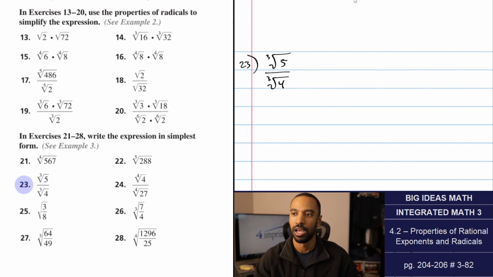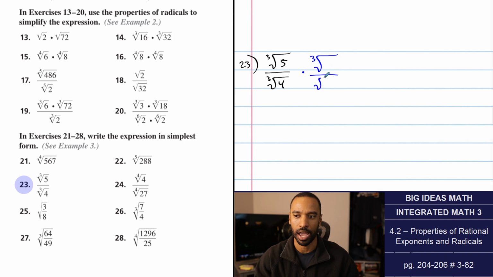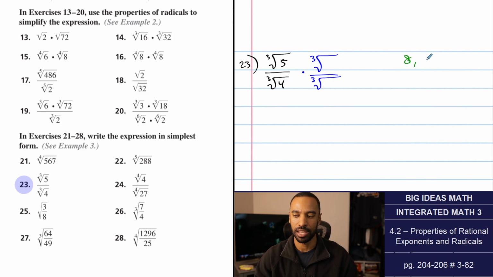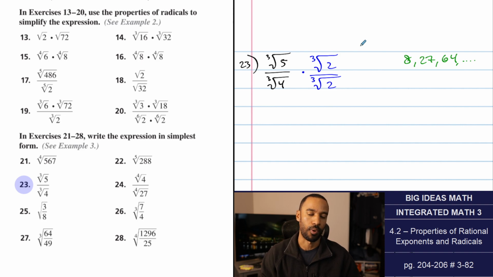What we're doing is trying to rationalize this denominator. We have to multiply top and bottom by something so that we get a perfect cube on the bottom. What I would look to do, as the book did as well, is look at your list of perfect cubes. 2 cubed is 8, 3 cubed is 27, 4 cubed is 64, etc. 8 can be achieved by doing 4 times 2. So if I put a 2 here and a 2 there, I'm well on my way.